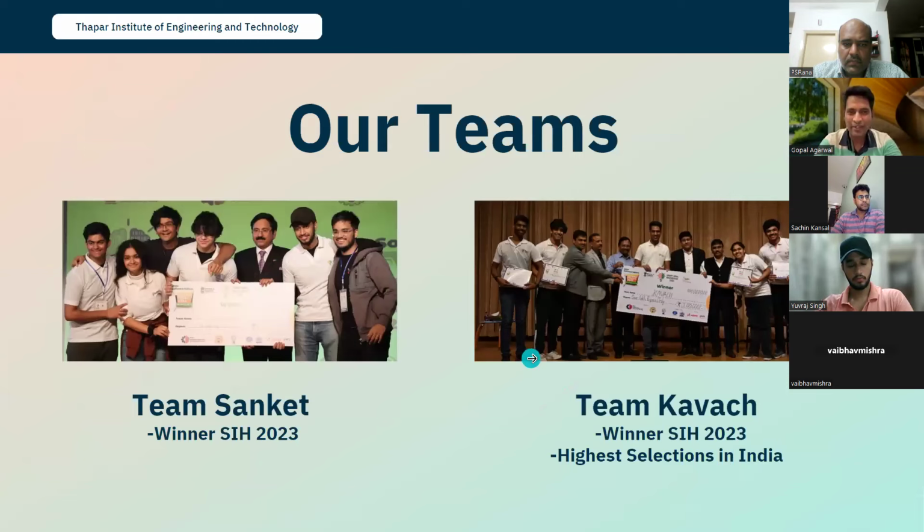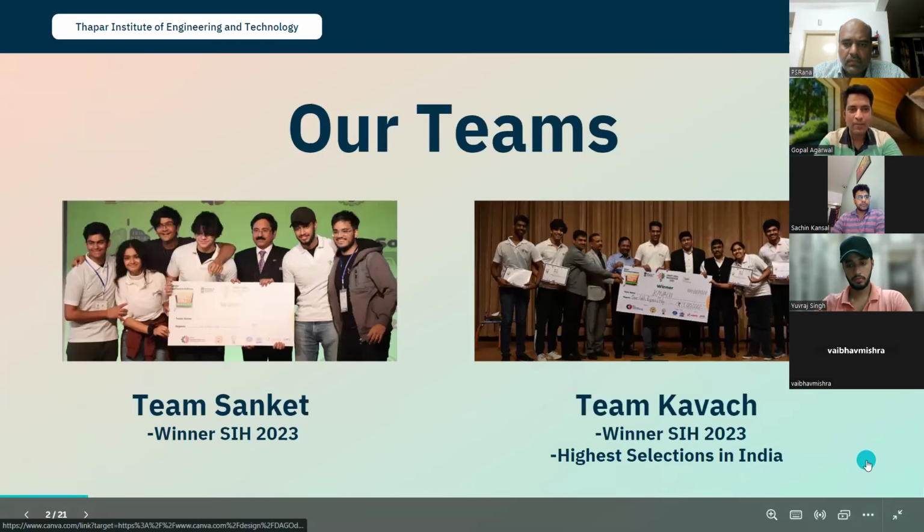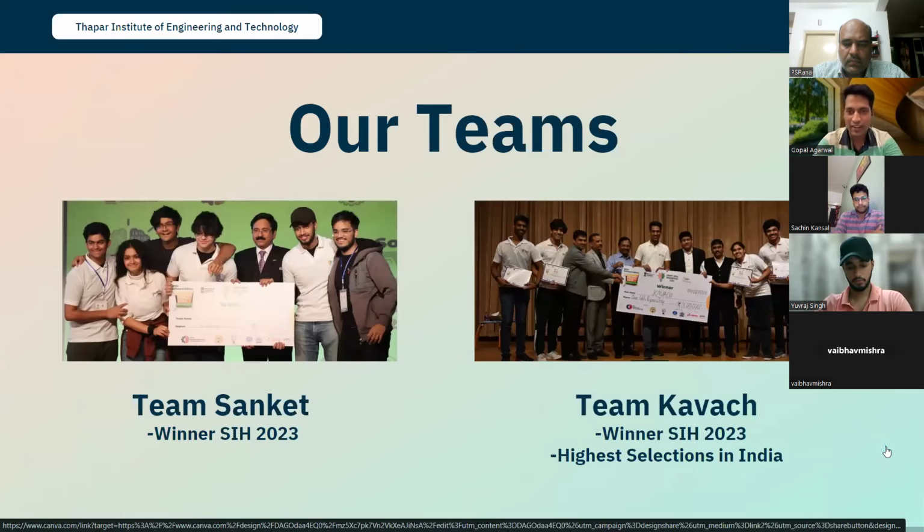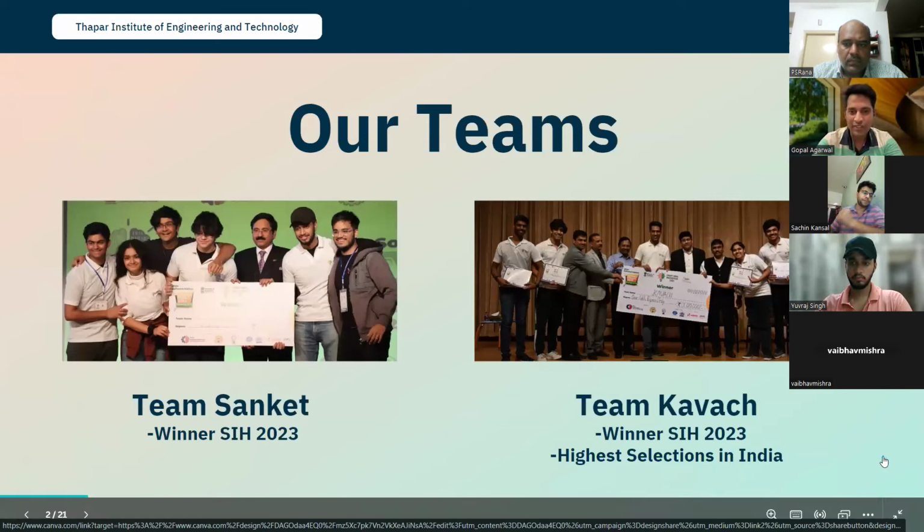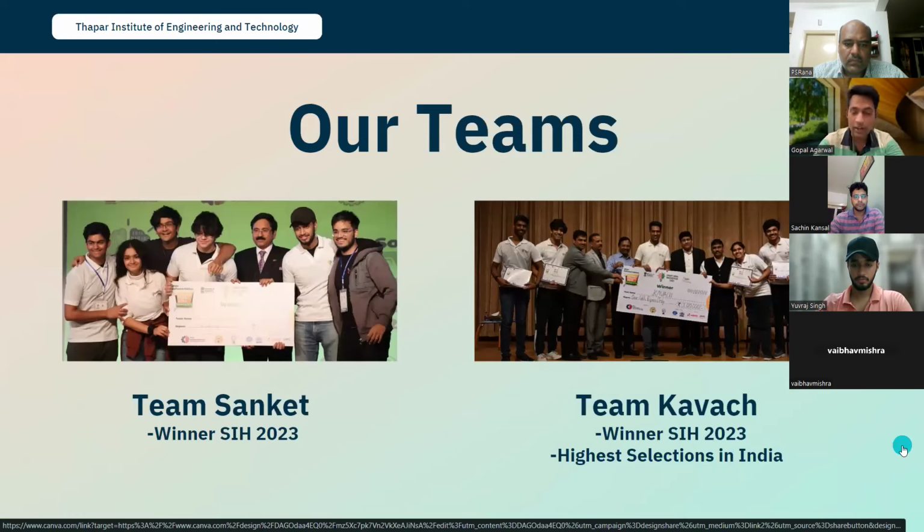Here is the picture of both the teams that participated in last year's hackathon. We all were friends from even before this hackathon began. We had to divide up into different teams, and even after that, we still ended up winning. Each team ended up winning the hackathon. I would also like to mention that Team Kavach scored the highest number of selections in whole India.